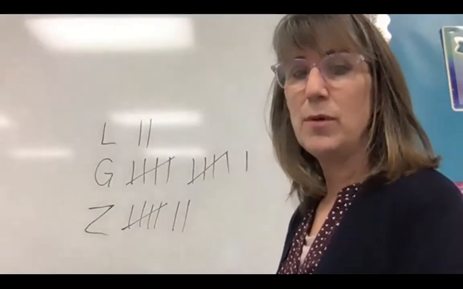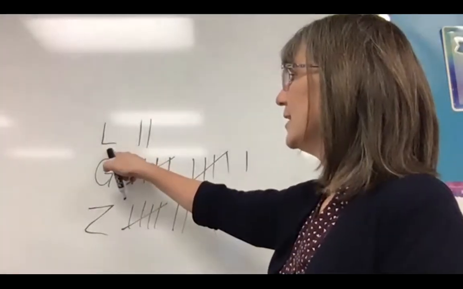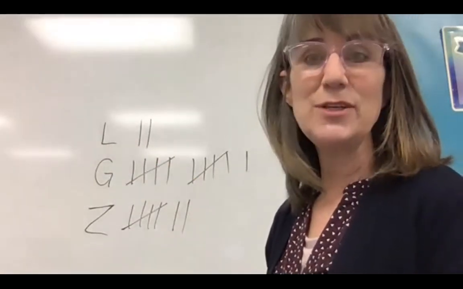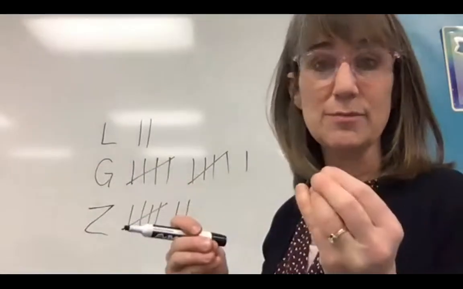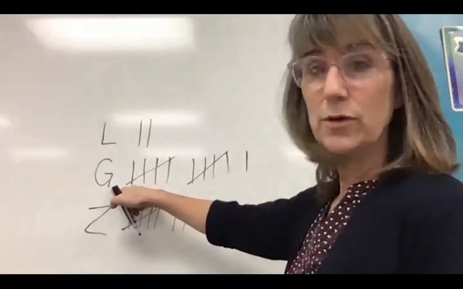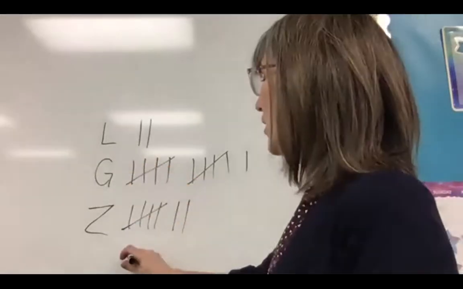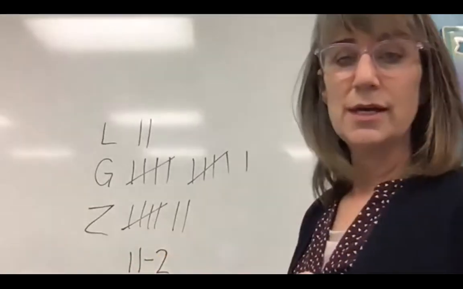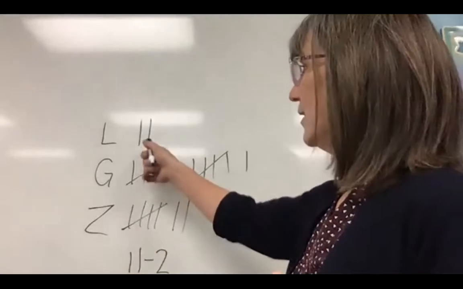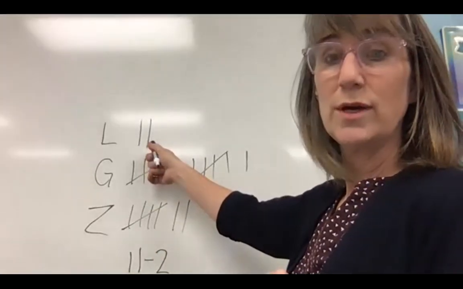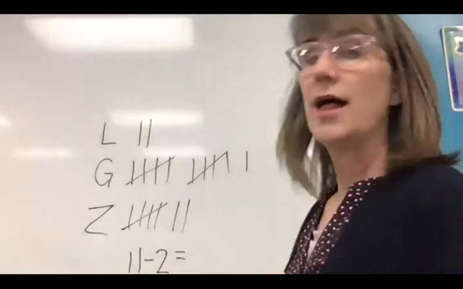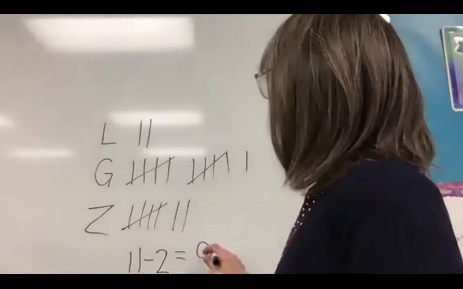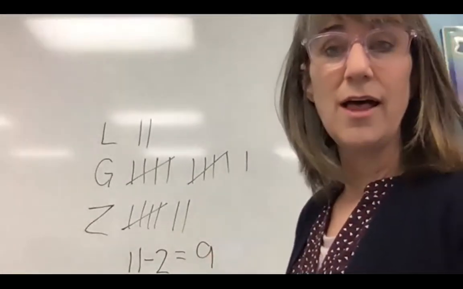Ready? How many more gorillas did he see than lions? Anytime we say how many more than or how many less than, all we do is take the bigger number and take away the smaller number. So how many more gorillas did he see than lions? Our equation is going to look like this, 11 minus 2. Because gorillas was the most, and then lions was less than, so we are going to subtract. 11 minus 2, let's count backwards, 11, 10, 9. He saw 9 more gorillas than he saw lions.